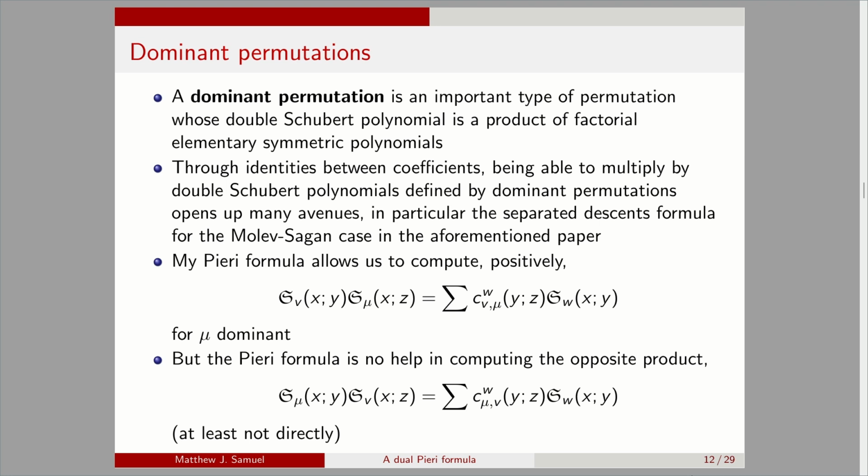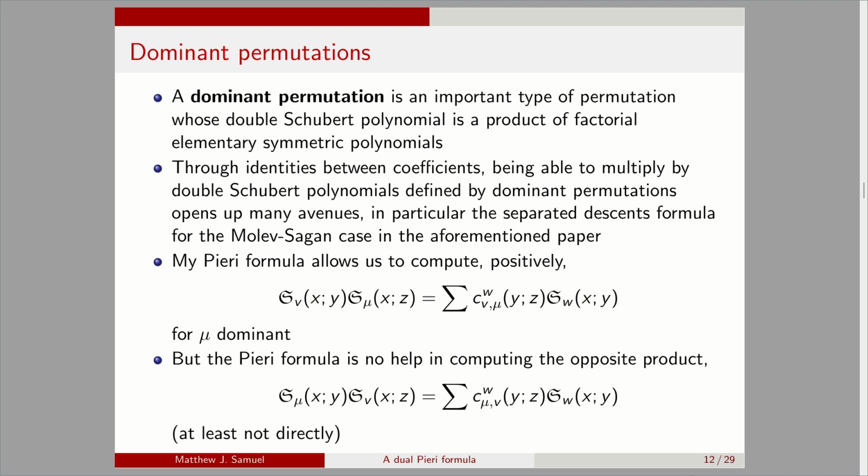I'll mention dominant permutations since they'll be central in what comes up next. Dominant permutations are important types of permutations whose double Schubert polynomial is a product of factorial elementary symmetric polynomials. So through identities between coefficients, being able to multiply by double Schubert polynomials defined by dominant permutations opens up many avenues for computing other coefficients. In particular, it allows us to prove the main result, which is a separated descent formula for the Molev-Sagan case in the paper I mentioned previously.